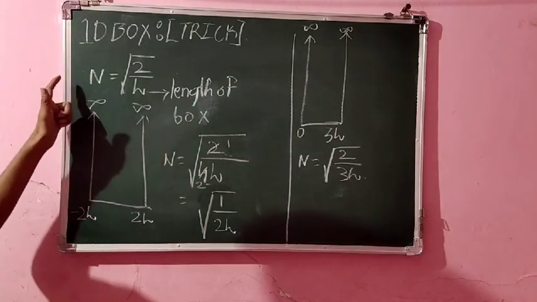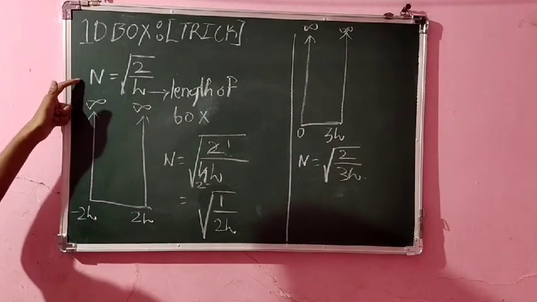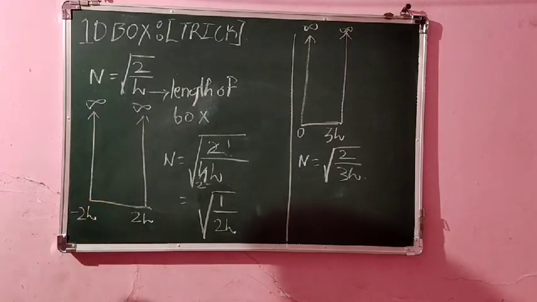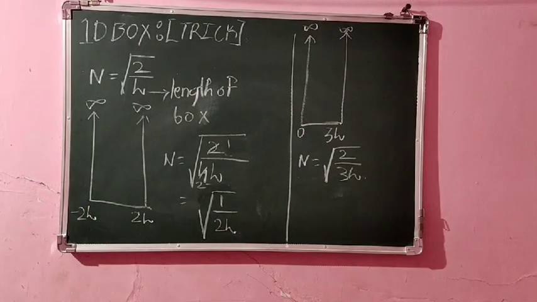So this is a trick for the 1D box. Whatever may be the length, just apply this trick and you'll get the normalization constant.